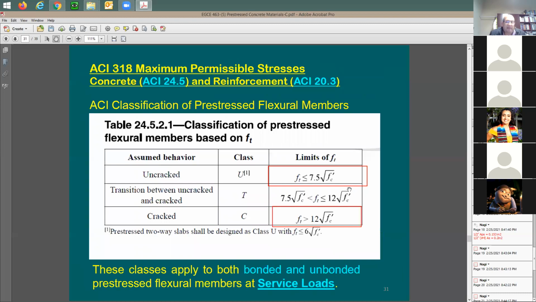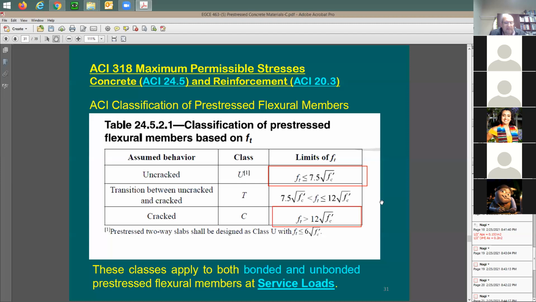So corrosion is bad again, and then let's go to this uncracked case. If you want to consider uncracked, tensile stress cannot go beyond 7.5 square root of f'c. If you allow cracks, you put reinforcing bars. How about in the middle transition? You say, okay, in this case, you keep the tensile stresses between 7.5 square root of f'c and 12 square root of f'c, top and bottom, at any place in the concrete section, at two conditions.